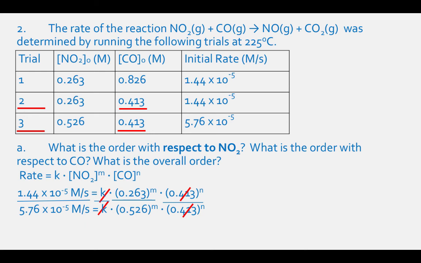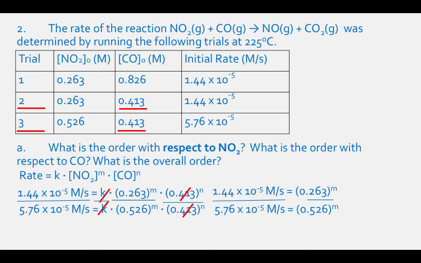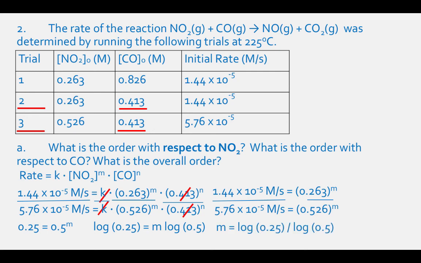We will then have 1.44 times 10 to the negative 5 divided by 5.76 times 10 to the negative 5 equals 0.263 divided by 0.526 raised to the m power. We will have for our equation 0.25 equals 0.5 raised to the m. To find the value of m, take the log of both sides. Then we will have log of 0.25 equals m times the log of 0.5, or m equals log of 0.25 divided by the log of 0.5. Do the math, and you will find that m equals 2.